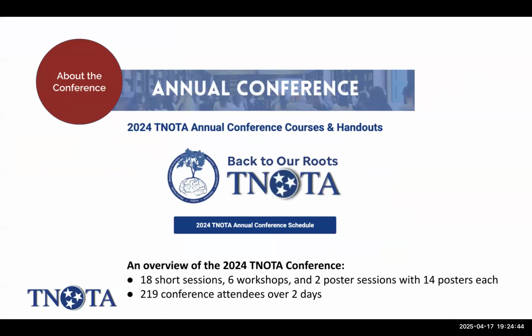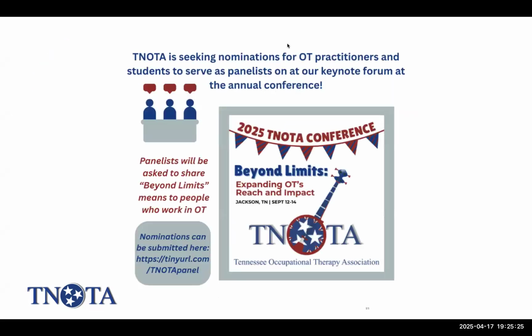We typically have between 200 and 250 people at the conference, and I can tell you by the numbers, last year, the conference that was held in Nashville had 18 short sessions, so those are 50 minutes, 6 workshops, so those are an hour and a half or an hour and 45 minutes, two different poster sessions with 14 posters in each session. We had 219 conference attendees over 2 days. And so that gives you an idea of what the conference looked like last year. And we anticipate it being very similar this year.